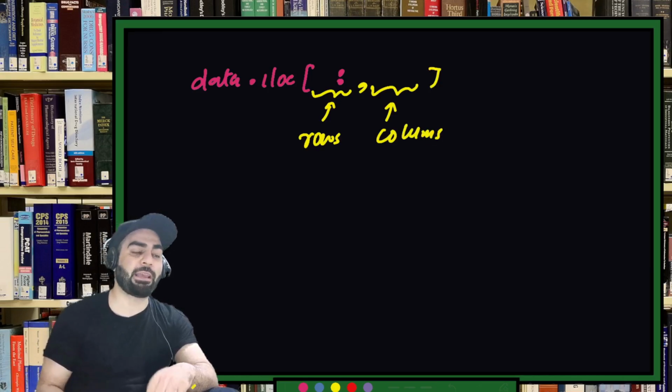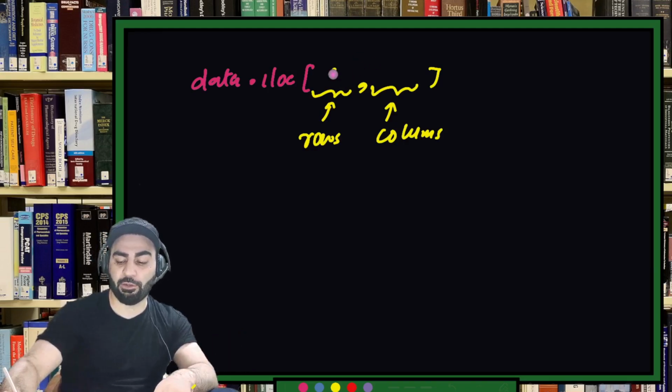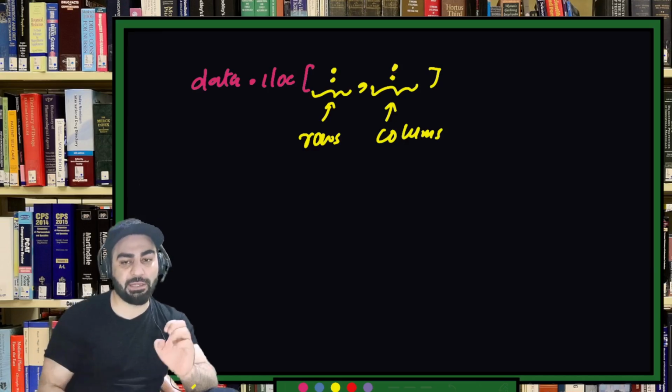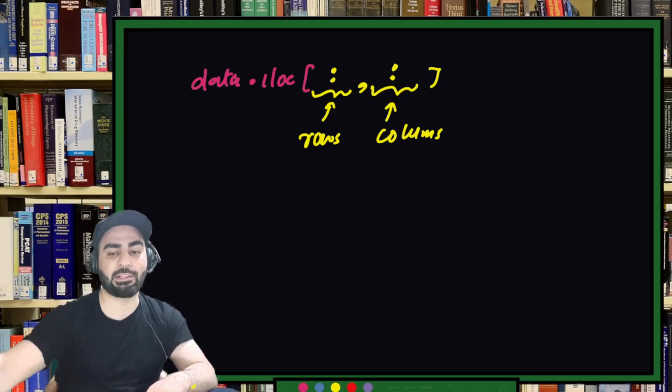I think it is pretty much the same as the syntax of NumPy. Here, if the colon is there, that means select everything. Then we have one more thing: you can add lists over here also. So you can add a list of the things over here.